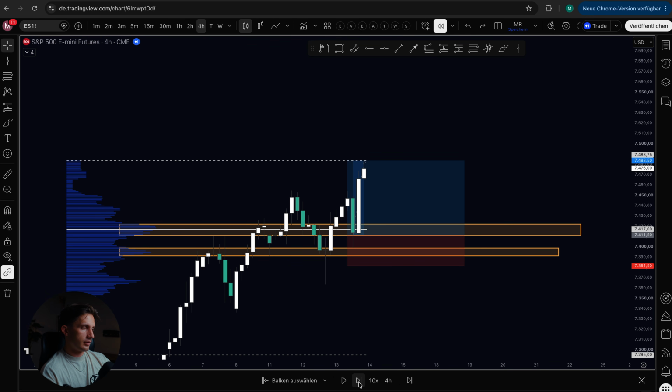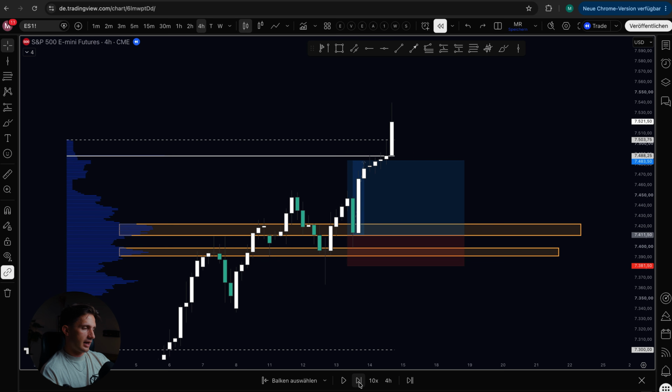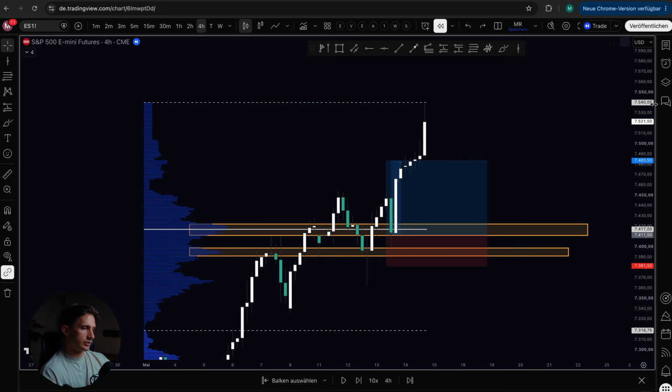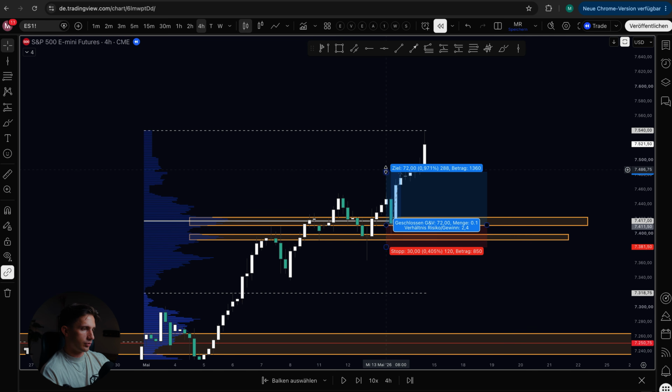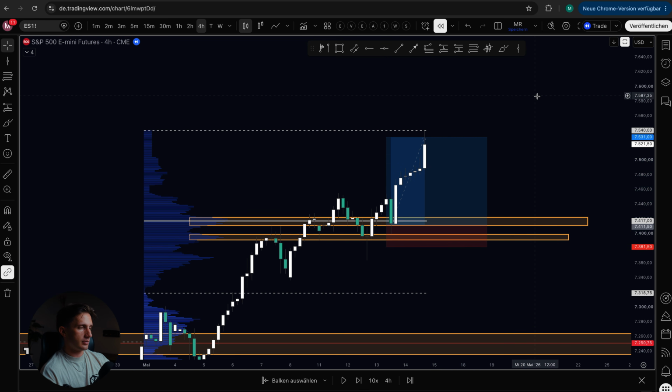But again, if you want to hold this, you can swing trade this trade as the market is making higher highs and higher lows, and you can see the market just keeps on going right here. So this is the exact approach that I am using with volume profiling when it comes to swing trading.